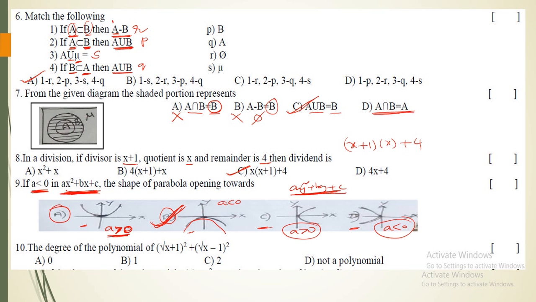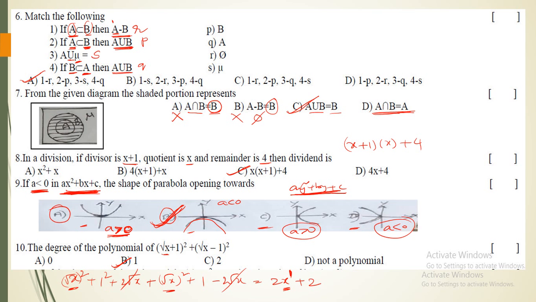Okay. Next, the degree of the polynomial root over, root x plus 1 whole square plus root x minus 1 whole square. Here root x is only for this particular x, right? Then what will happen? If I take the whole square, I can write it as root x whole square plus 1 square plus 2 into root x into 1, plus the same way root x whole square plus 1 minus 2 into root x. So minus 2 root x plus 2 root x gets cancelled. Here root x whole square is x. So you will be getting 2x plus 2. So 2x plus 2 means x power is 1. Hence it is a linear polynomial. Suppose if the root is for the whole thing, then also it will be a linear polynomial, right?